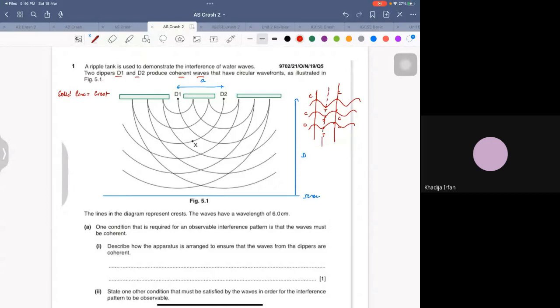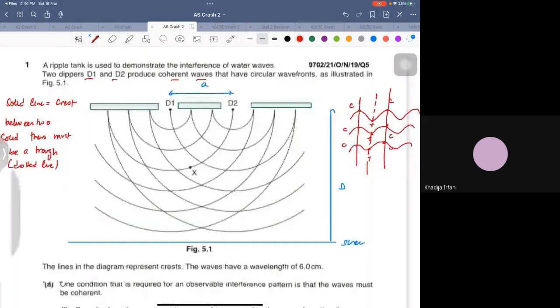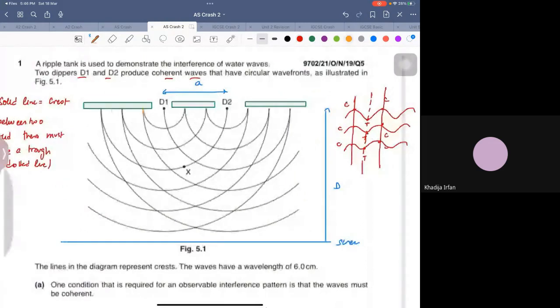Or you could just say that between two solids, there must be a trough. Is it clear? Or you can draw a dotted line. Now, I just want to tell you very important stuff here. If I color this, from dipper 1, I'm going to put it yellow. So the waves from dipper 1 are diffracted like this.